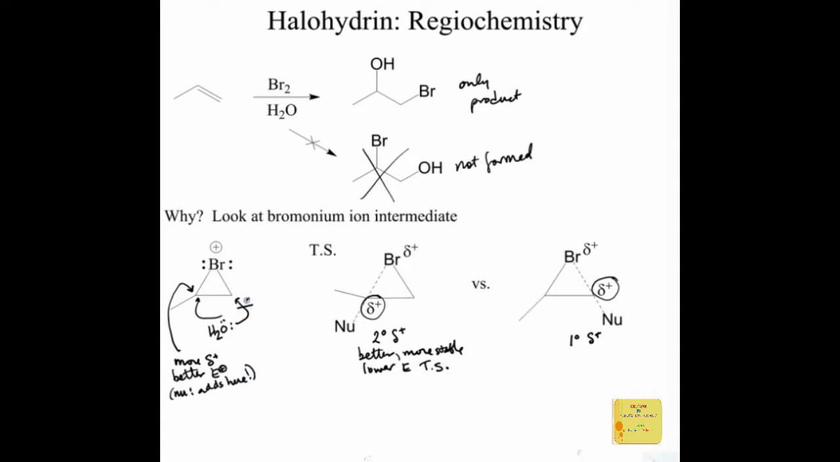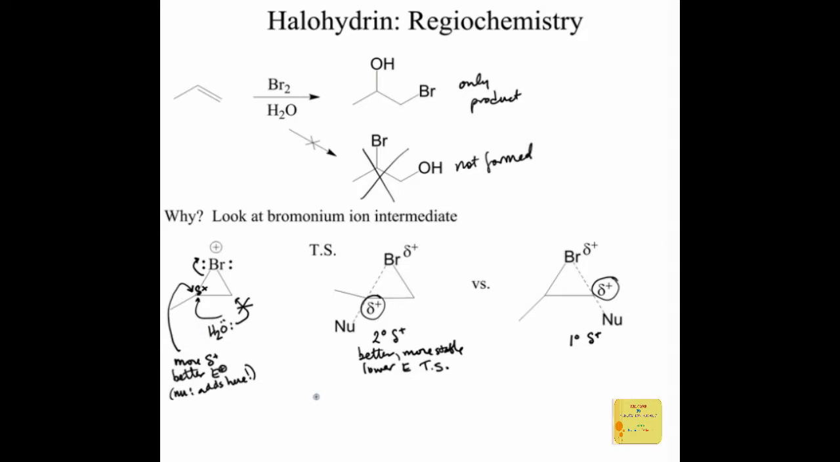So the water does not add to this end carbon; it's drawn to the more substituted carbon because that has more of a partial positive. Now what's interesting about this is our mechanism is an SN2, right? It's attacking this carbon and breaking open the ring. But it's an SN2 going to the more substituted, more sterically crowded site. So it's not just a simple SN2.